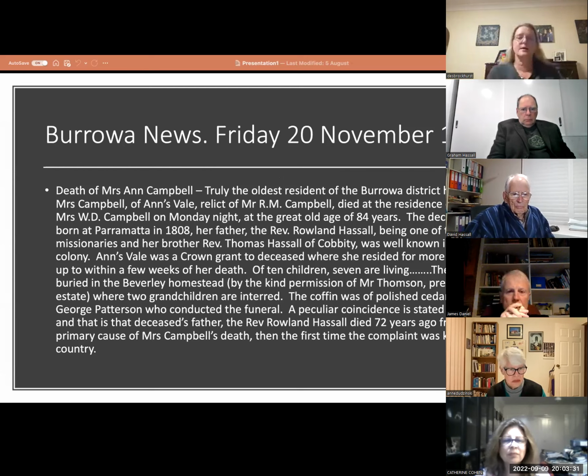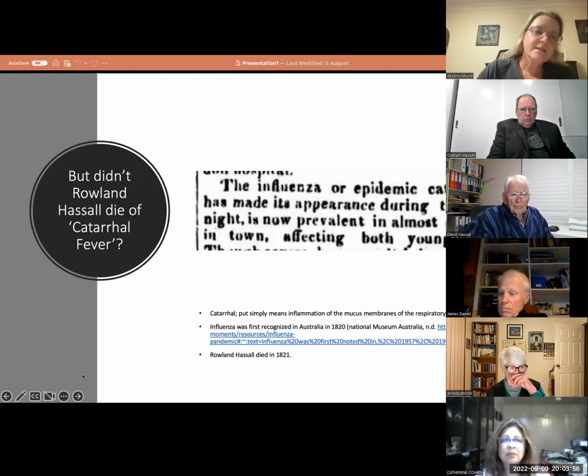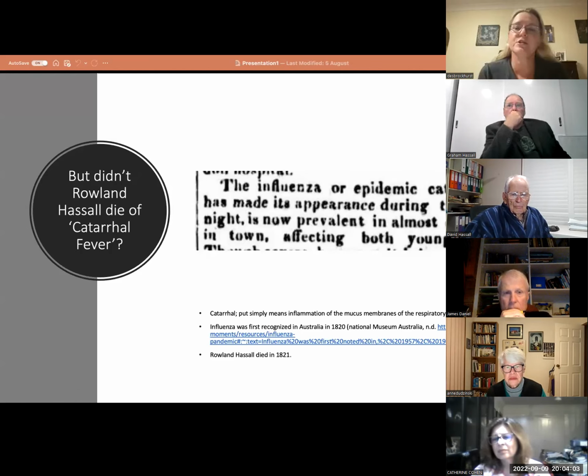But the reason I put this in is that it says, a peculiar coincidence is stated by the relatives, and that is that deceased's father, the Reverend Roland Hassall, died 72 years ago from influenza, the primary cause of Mrs. Campbell's death, then the first time the complaint was known in the colony. But Roland Hassall died of this catarrh fever. So influenza or epidemic catarrh fever has made its appearance during the last fortnight. So basically they were one and the same thing.